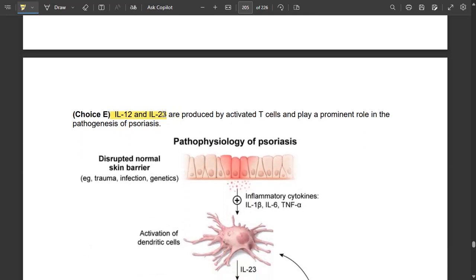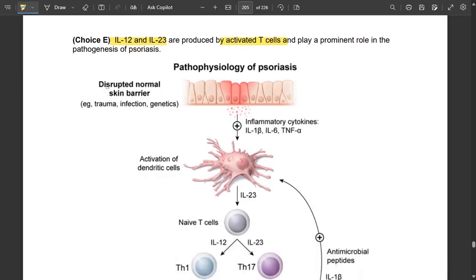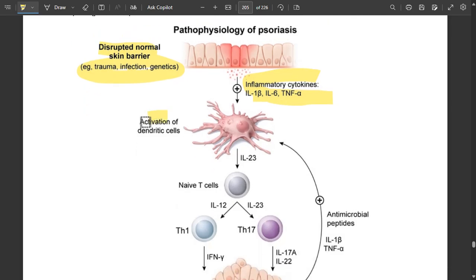Interleukin 12 and interleukin 23 are produced by activated cells. They are important in the pathogenesis of psoriasis. In psoriasis, there is a disrupted normal skin barrier, with liability to trauma, infection, and genetics. And inflammatory cytokines are released, interleukin 1 beta, 6, and TNF alpha, and the activation of dendritic cells occurs.